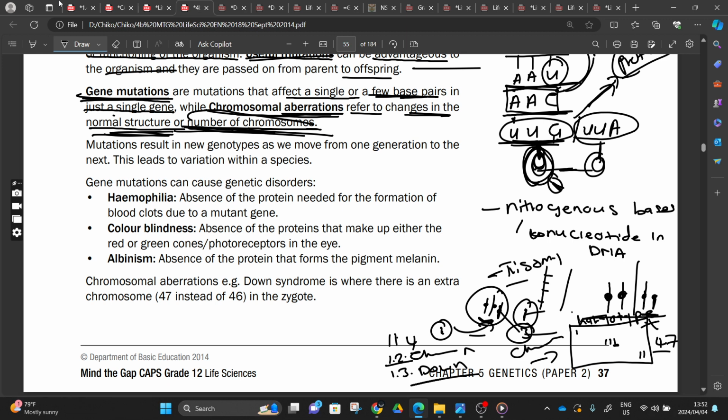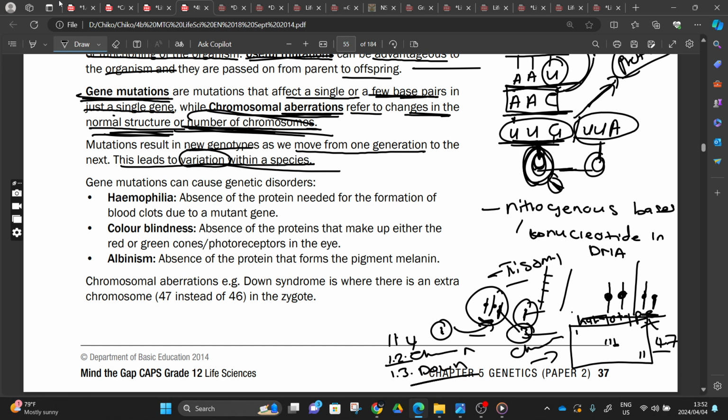And then another thing, let's come here. Mutation results in new genotypes, right? As we move from one generation to the next, this leads to variation within species. Diversity is not the same as variation. Diversity means that we have impala, we have lion, we have elephants. That's the diversity.